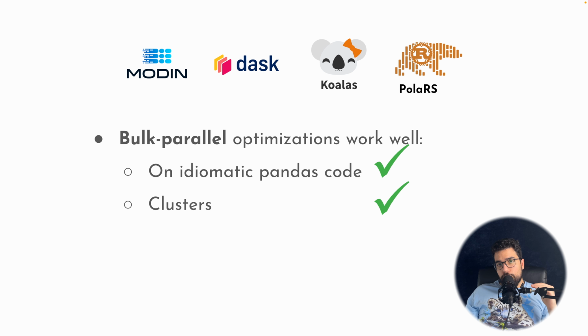Now let's compare and contrast these challenges with the use cases of these Pandas replacements. All of these replacements basically perform bulk parallel optimizations, and these work well on idiomatic Pandas code, especially if you're staying within the Pandas API. And they work very well on clusters because they try to parallelize the Pandas API, all of them in different ways. For example, Modin uses Ray underneath, Dask has its own engine, Koalas uses Spark, Polars has its own implementation of multi-threading. But all of them try to parallelize the Pandas API, and so they work very well on clusters.